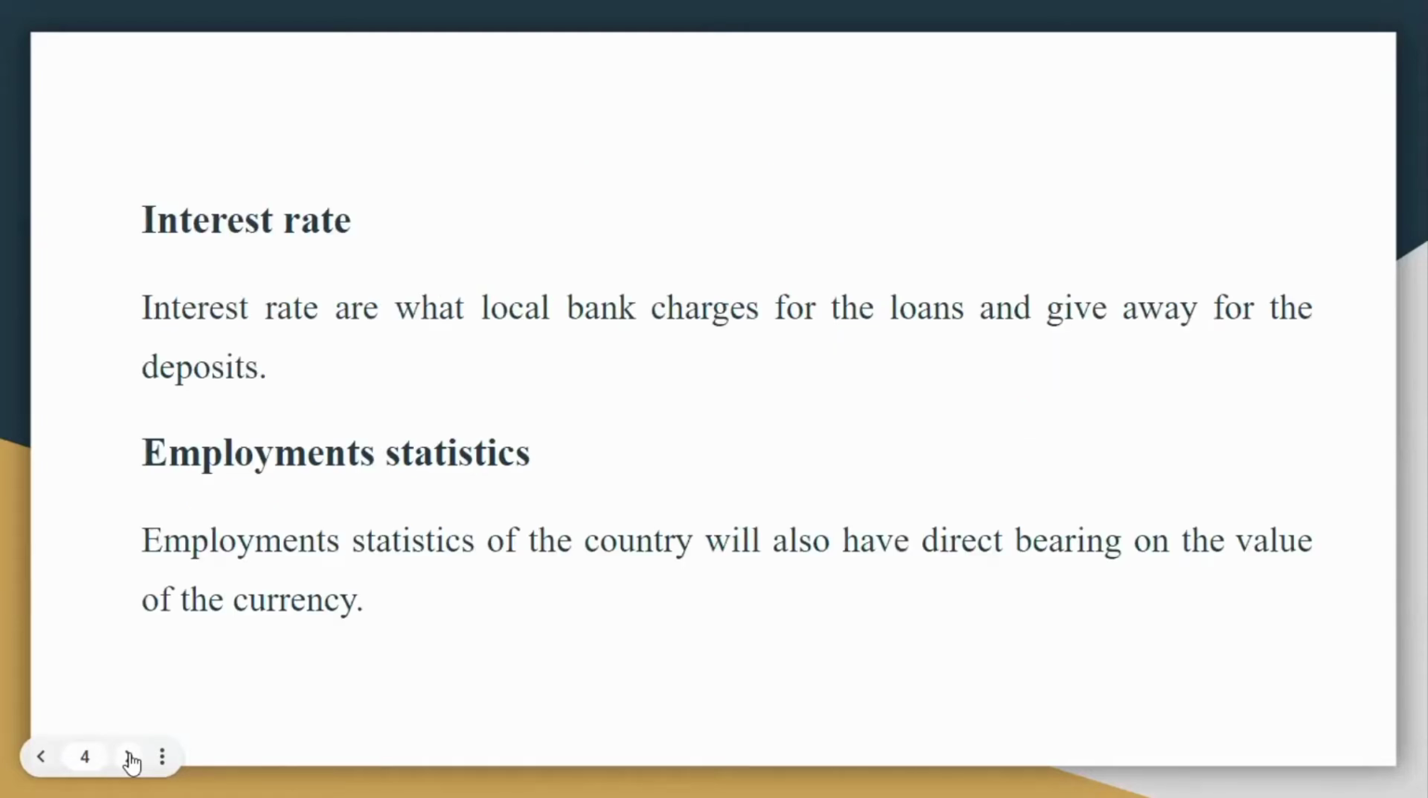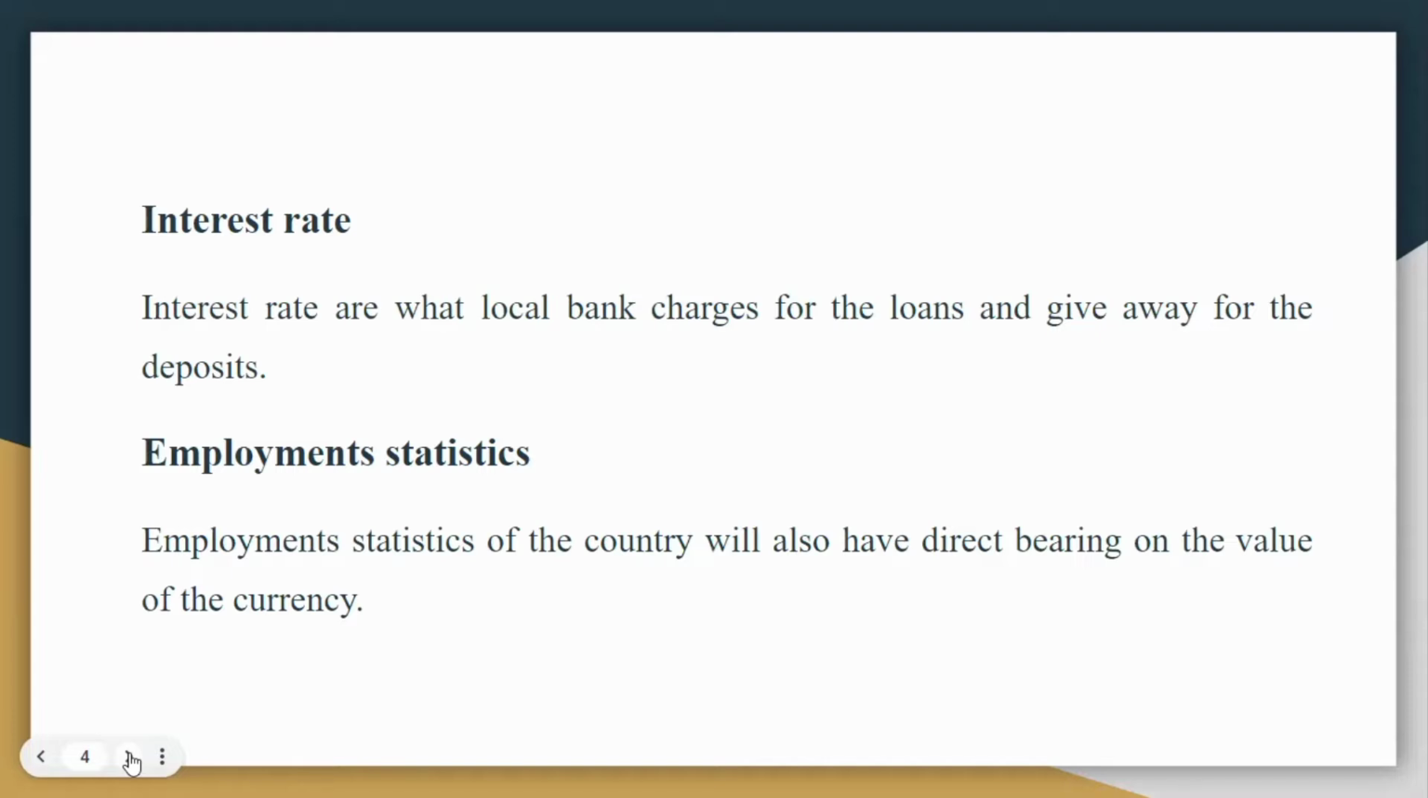Interest rate. What is the interest rate? Interest rates are what the local bank charges for loans and gives away for deposits. For example, when a person avails a loan, he will end up making the bank richer and thereby contributing to the country's economy.